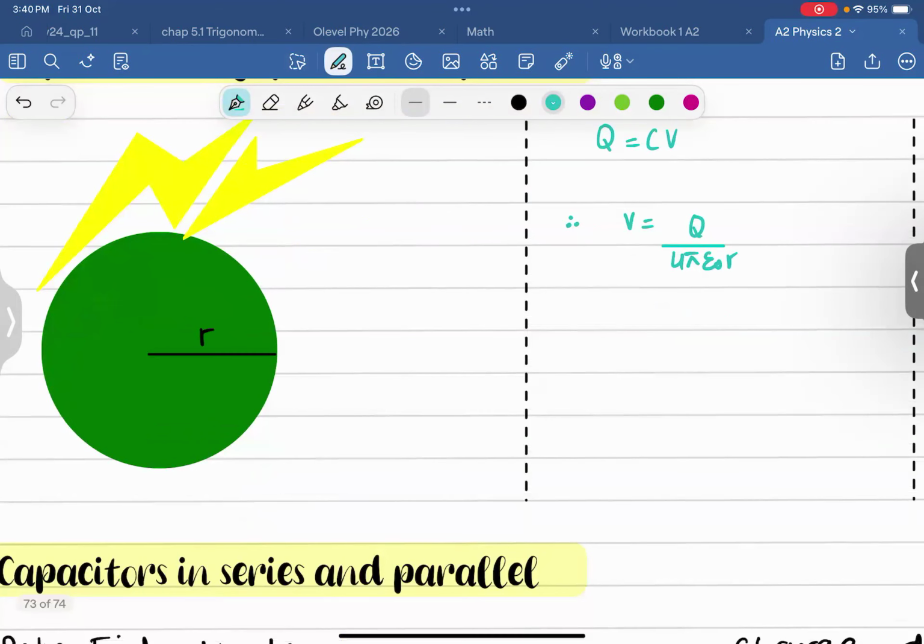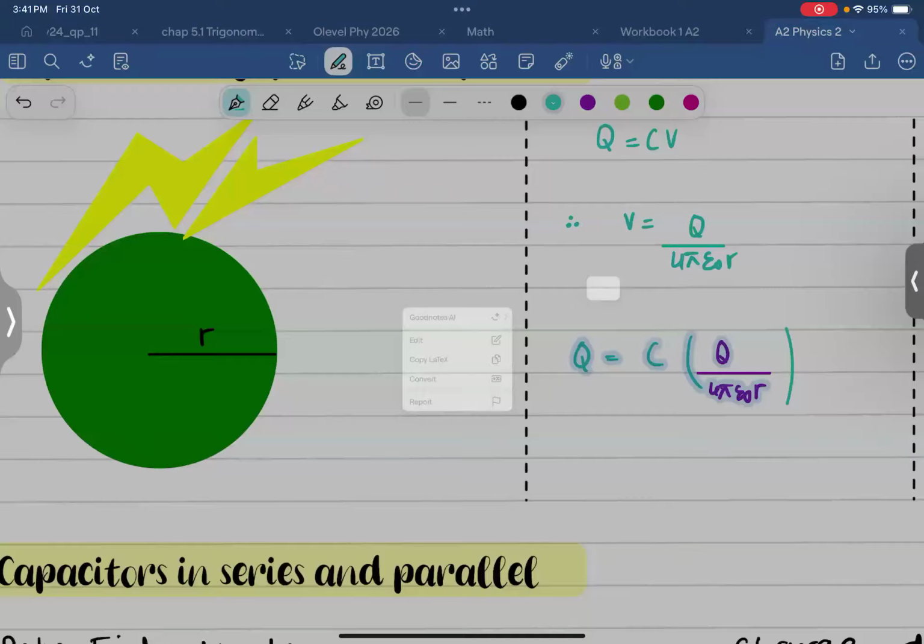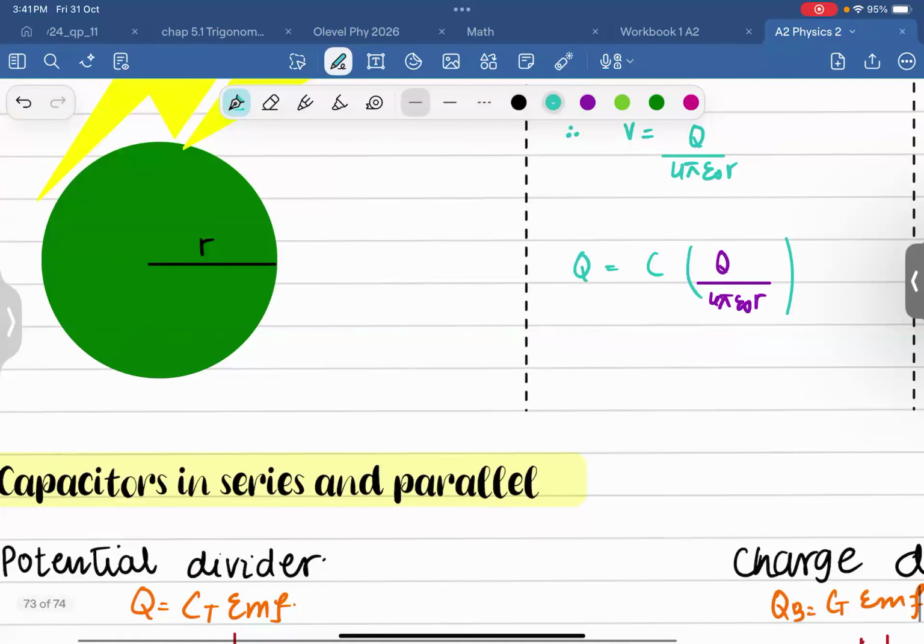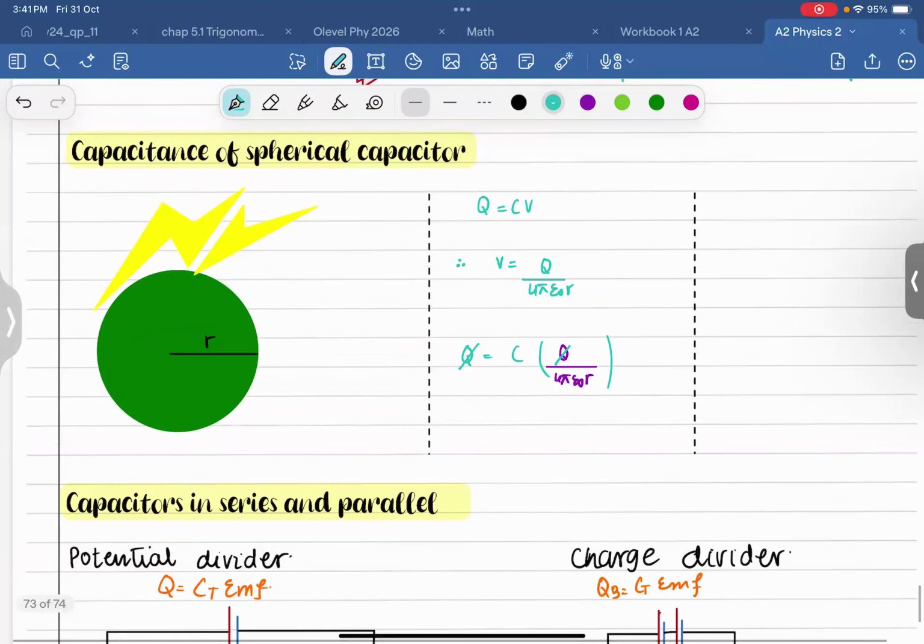So if I put it back in the equation, I'll get Q is equal to C times Q over 4 pi epsilon naught R. If you simplify, Q and Q get cancelled, and you'll get C is equal to 4 pi epsilon naught R.